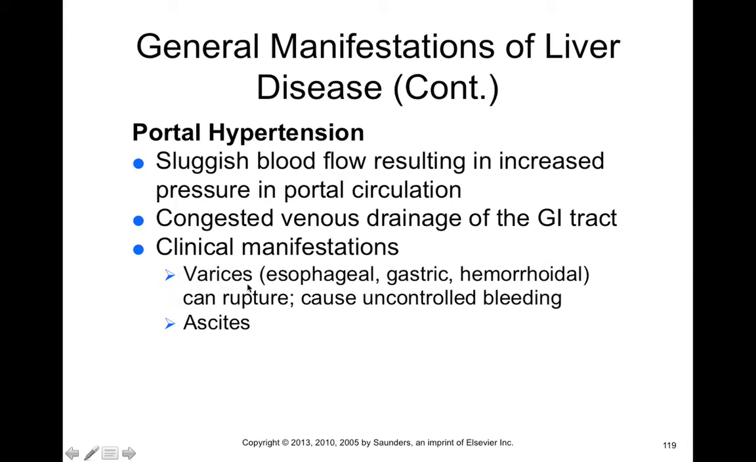This can occur in any organ that actually drains into the portal circuit. So the esophagus, the stomach, the rectum. If these varices form, they can rupture, and this can lead to uncontrollable bleeding. Now, portal hypertension can also promote ascites, which is an accumulation of fluid within the abdominal area as well.